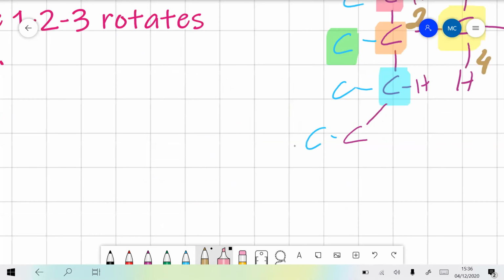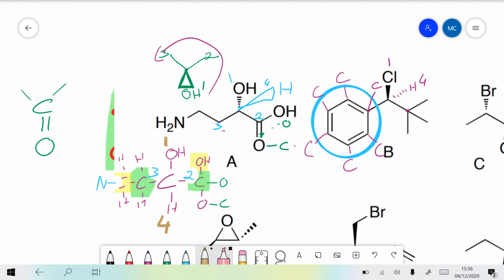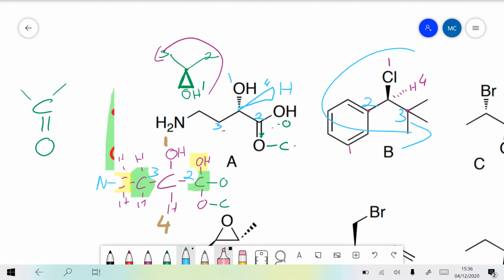With that in mind, we can simply say that this is 2 and 3. 1 to 3, this will be clockwise. Therefore, it will be R. Okay? Clockwise.